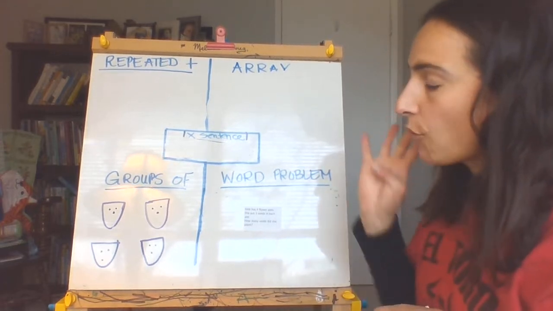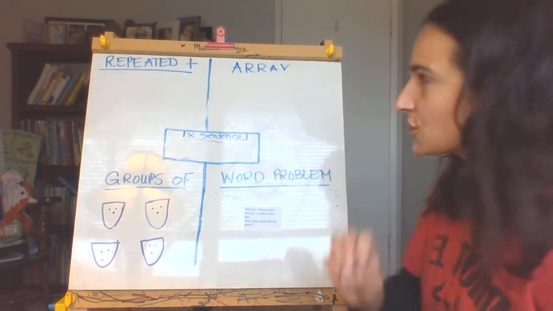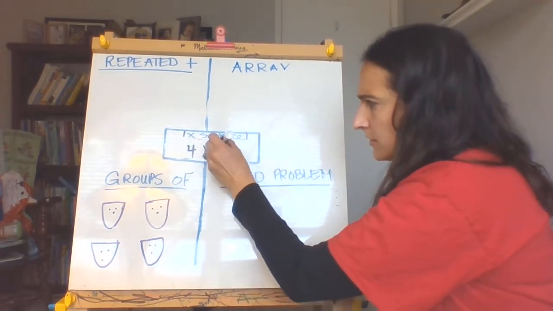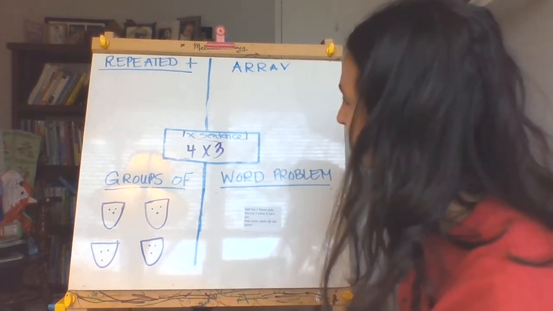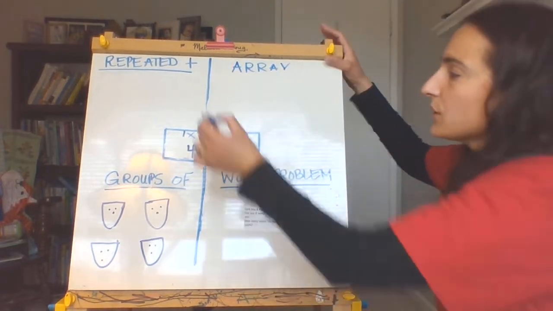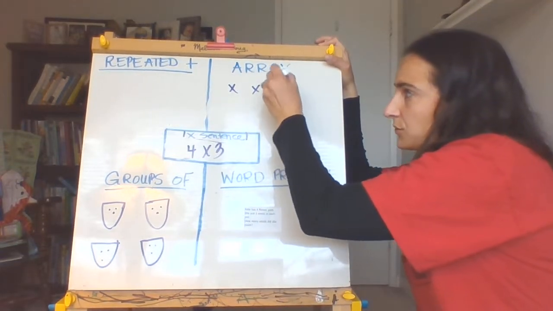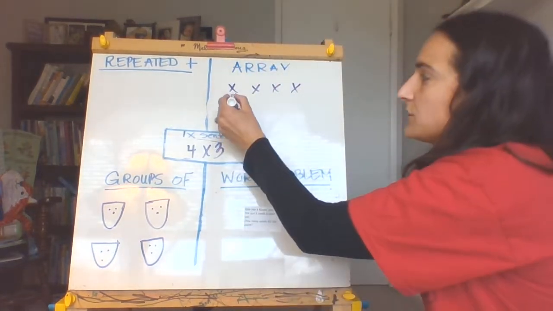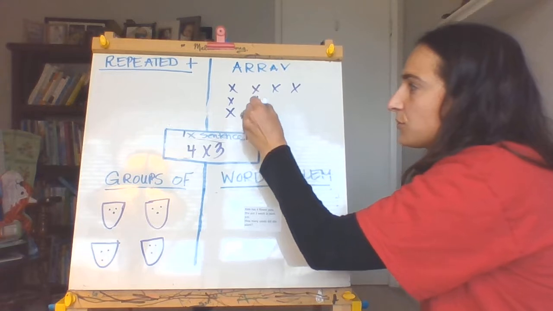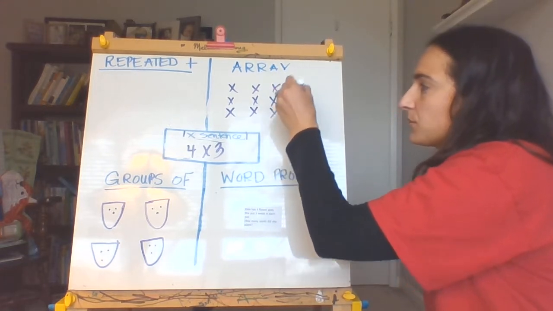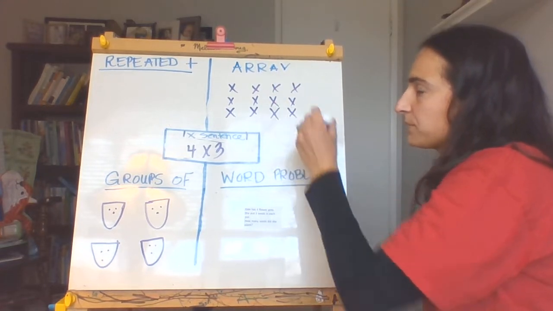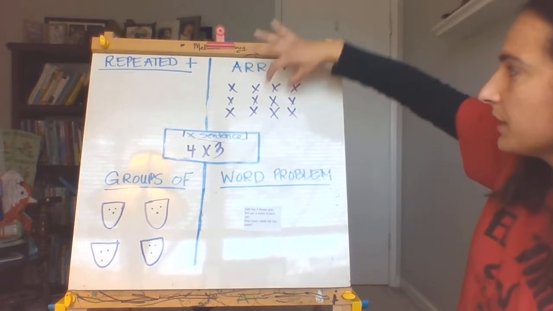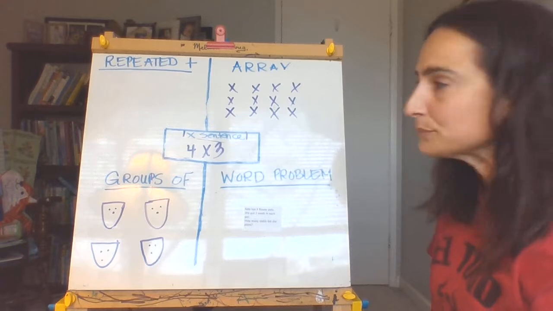All right. 4 flower pots, 3 in each. I'm already thinking. Right? Are you with me? Okay. Let's do the array. 4. 1, 2, 3, 4. And each of those pots has 3. 1, 2, 3. 1, 2, 3. 1, 2, 3. 1, 2, 3. So pot number 1, pot number 2, pot number 3, pot number 4, right?